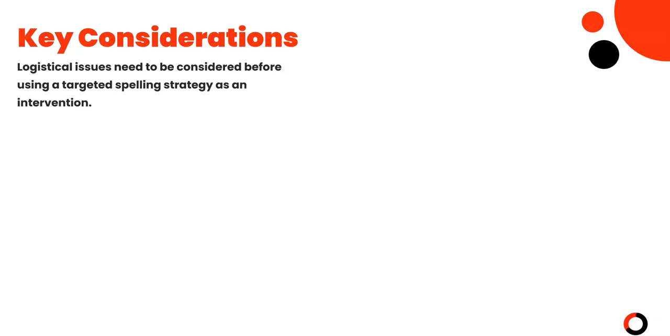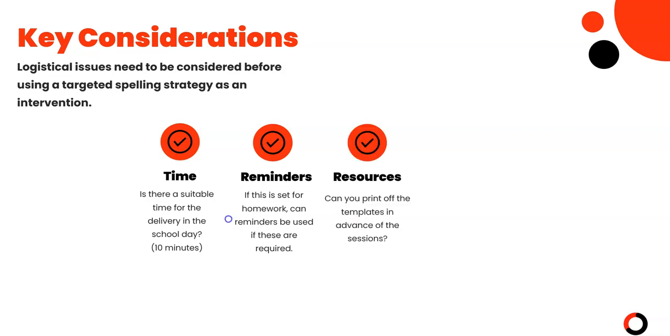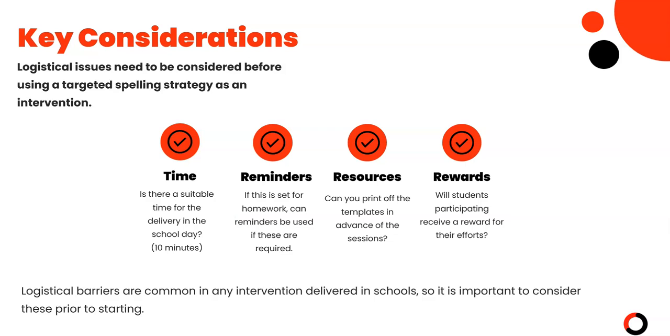Key considerations. Logistical issues need to be considered before using a targeted spelling strategy as an intervention. So is there suitable time for the delivery? Will you have reminders of this set as homework? Can you print any templates in advance of the sessions? And will you link this to any rewards? Logistical barriers are common in any intervention delivered in schools, so it's just important to consider these prior to starting.